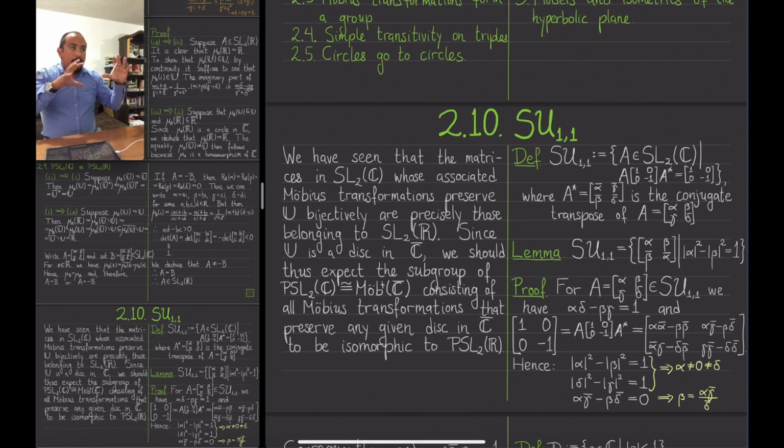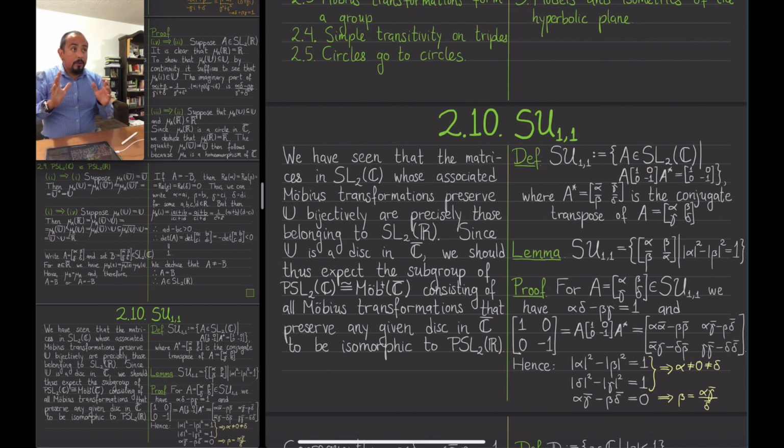Because one would only need to conjugate in Möb+ C bar by a Möbius transformation that takes bijectively the given disk onto U, or vice versa, right? U onto that disk.